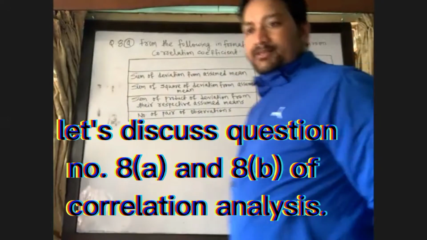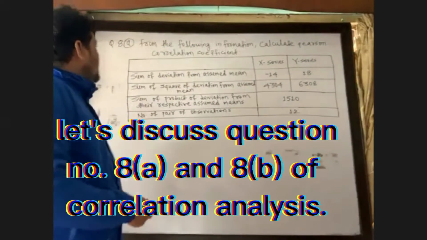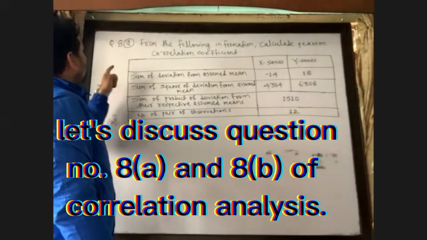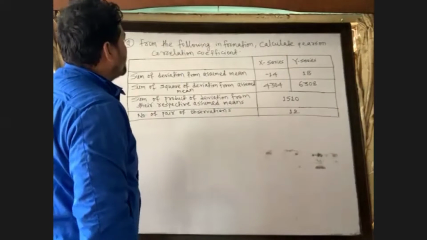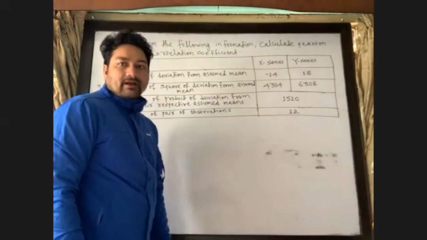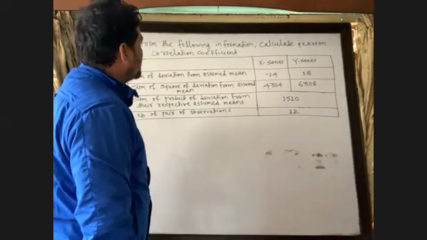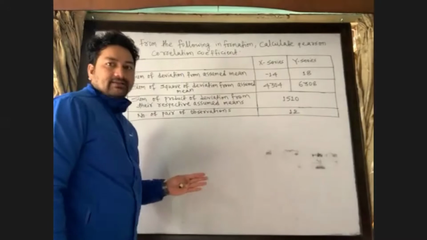Okay, so you can see question number 8A on the board. Question number 8 is: from the following information, calculate Pearson correlation coefficient. We have to find the value of R, that is Pearson correlation coefficient. What are the things given here?